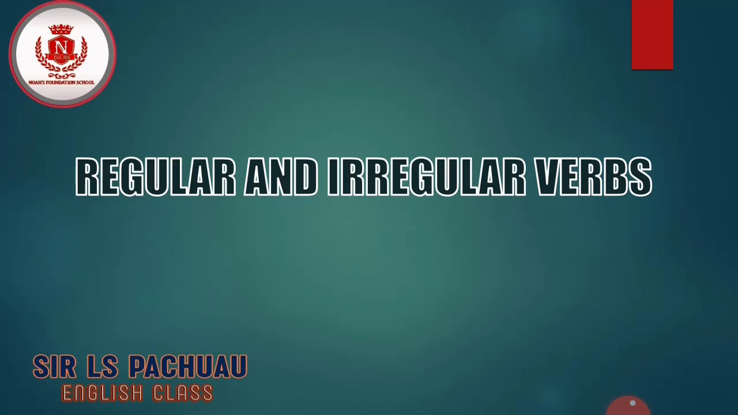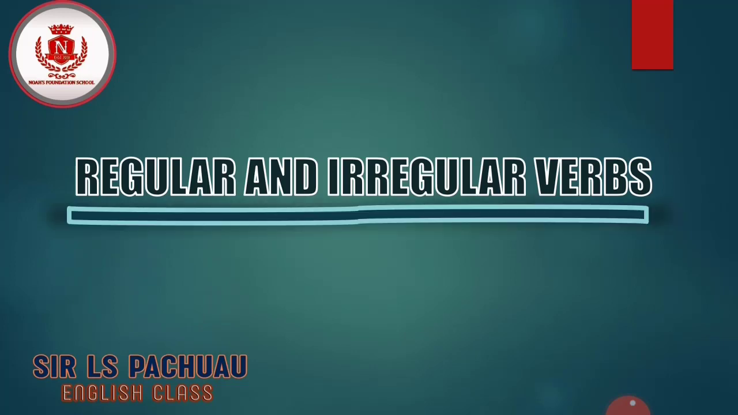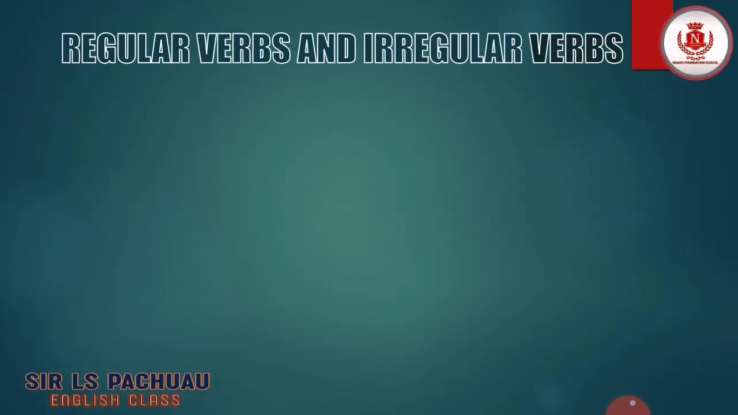Before, we have learned types of verbs and kinds of verbs. Right now we are going to learn forms of verbs. So that's the difference. Try to know the difference between the types and kinds of verbs and the forms of verbs. Here, regular verbs and irregular verbs.